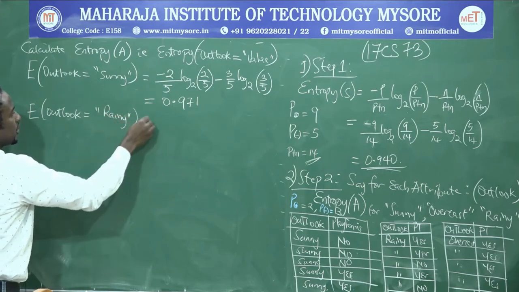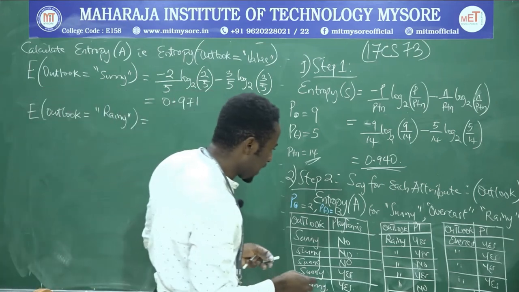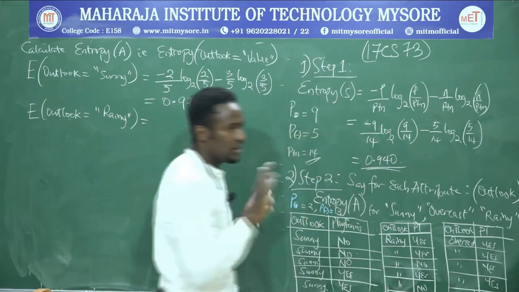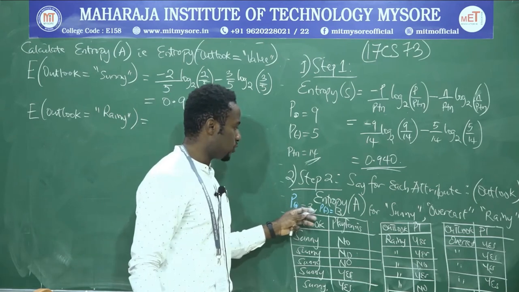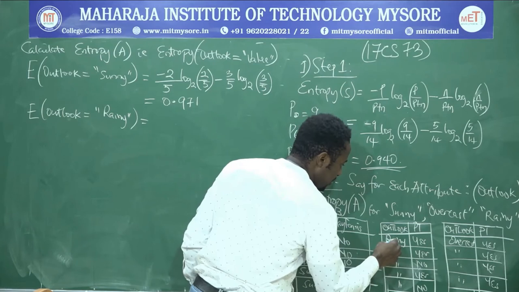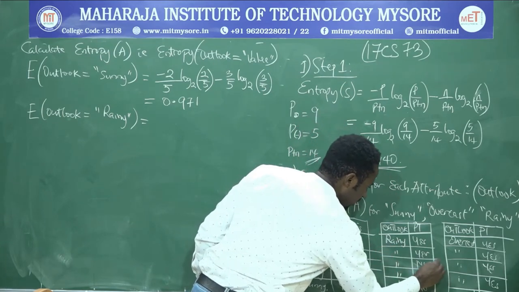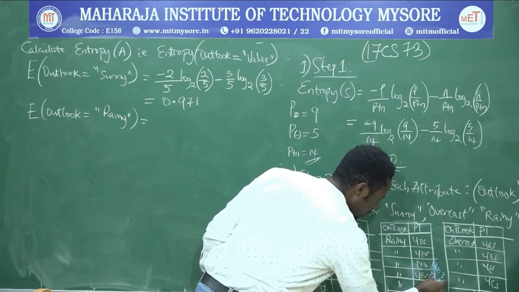Rainy. So for rainy, let's go there quickly. Positive samples are 3, negative 2. Please don't get confused now. Please look here. Here positive samples were 2, negative 3. Here is just the reverse, right? So positive samples here will be what again? P of positive is 3. P of negative is 2.